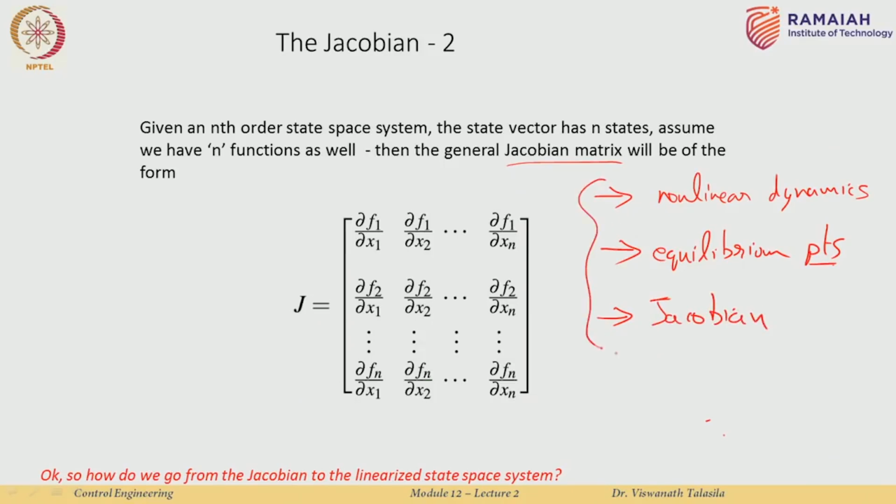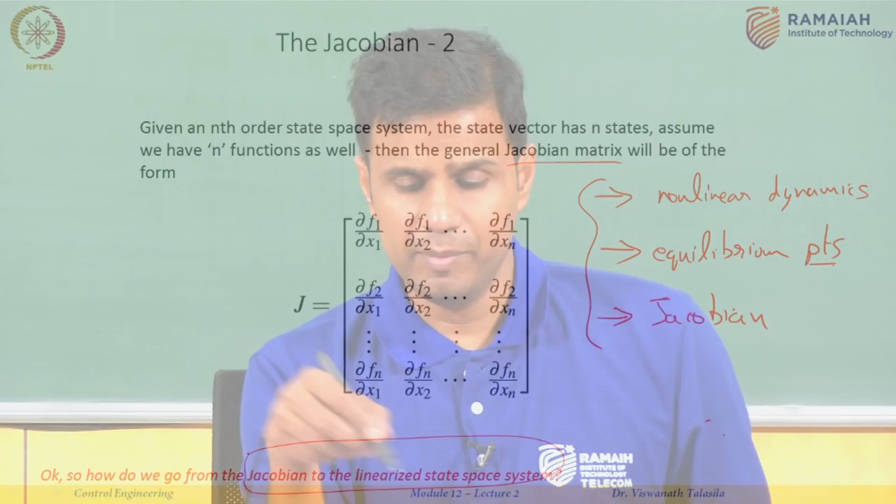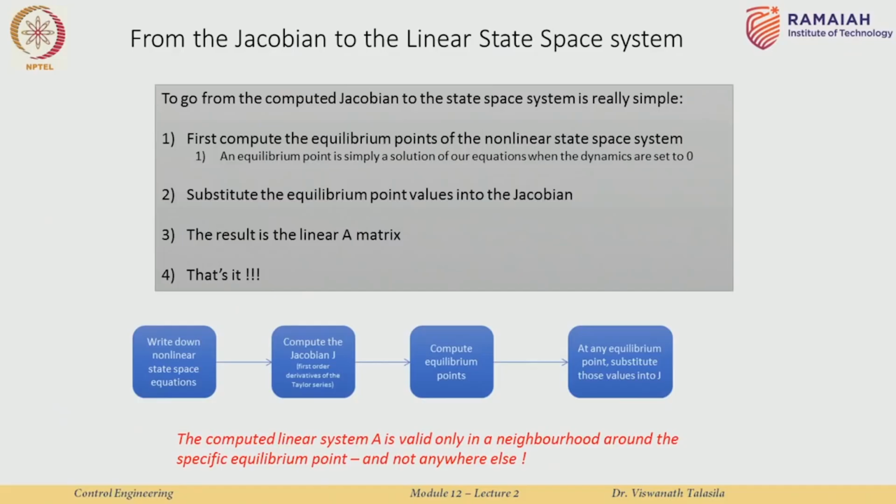Now, the question is, how do we go from the Jacobian to the linearized state space system? How do we get the linearized state space system once we have the Jacobian? And by the way, I will be deriving one or two examples for the Jacobian, so this will become clear in a couple of slides. Okay. So, how we go from the Jacobian to the linearized state space system is as follows. Again, all of this is at a high level. When you look at the example, it becomes much more clear.